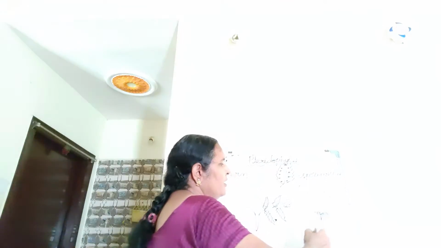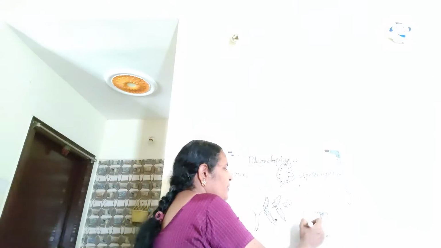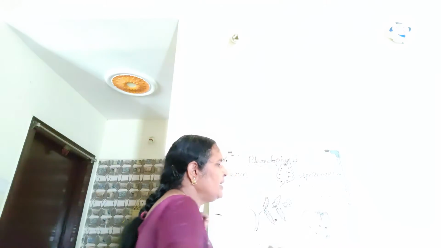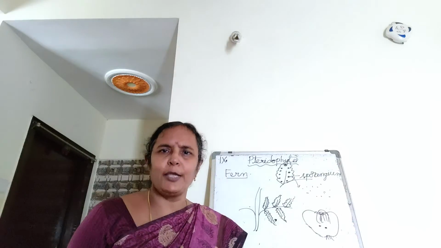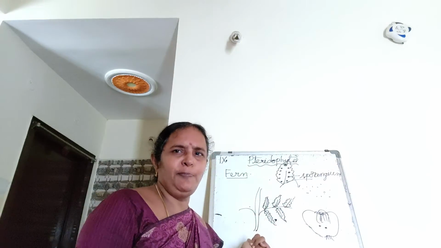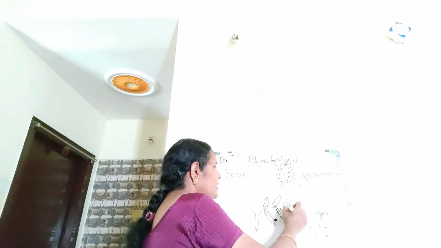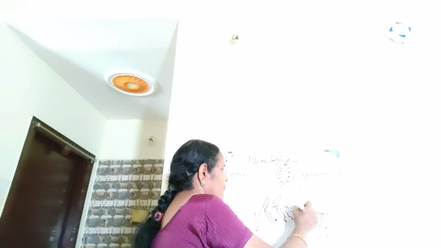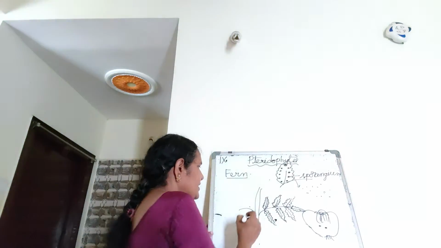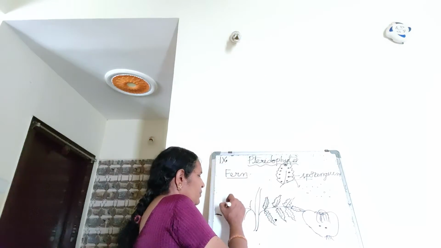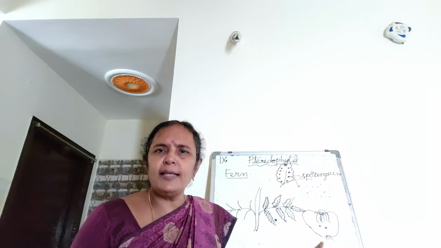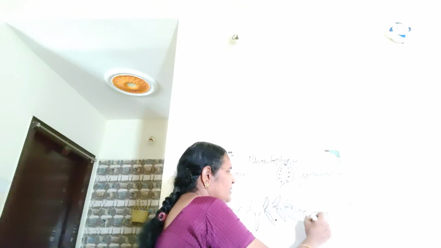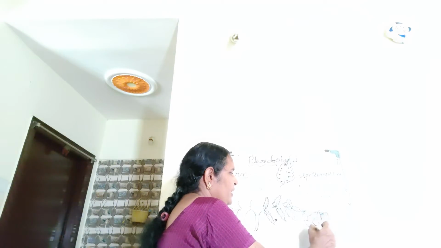This is the green colored heart-shaped prothallus. From this prothallus, male and female gametes are produced. The male and female gametes fuse to form the zygote, and it gives rise to a sporophyte. So the fern plant is a sporophyte. The spores, when they reach the ground, germinate into a gametophyte. This heart-shaped prothallus is the gametophyte, and the fern plant is a sporophyte.